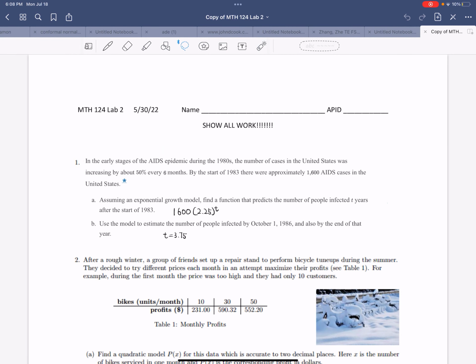Okay, everyone, this is a video for Lab 2, and Lab 2 is about nonlinear function models. In particular, two models are important. One is the exponential model, containing exponential growth and exponential decay. And the other one is the quadratic model.